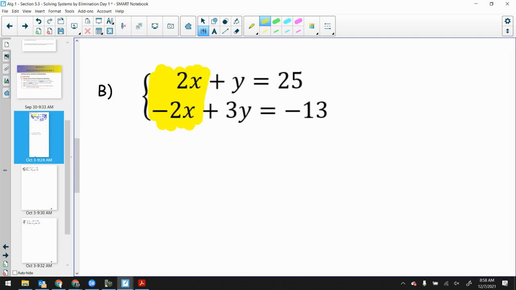Everybody, take a look at Part B there. What do you notice about your x's? They're opposites. So let's add these two equations together.